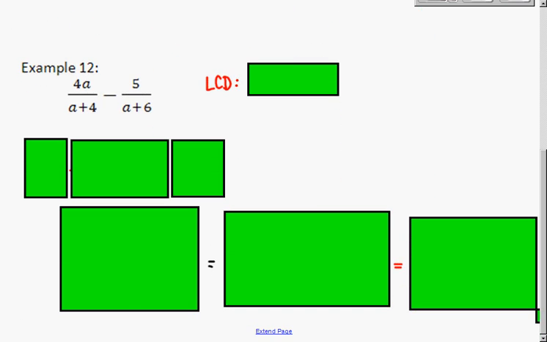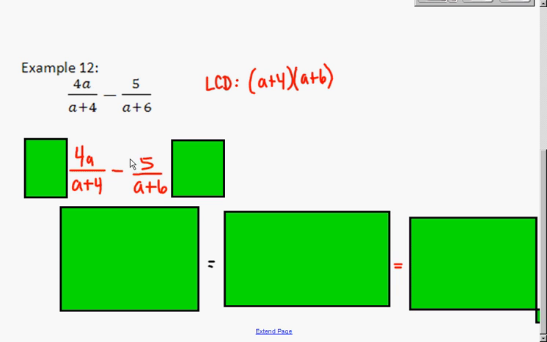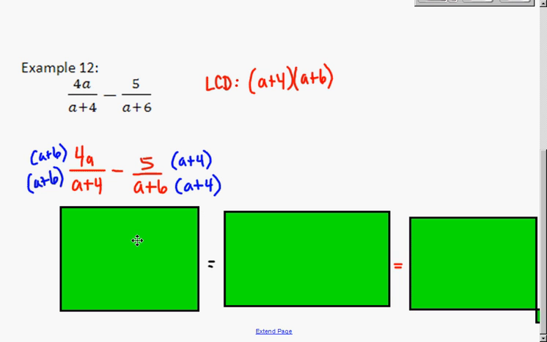Example 12, least common denominator, a plus 4 and a plus 6. We have the original fraction. This fraction here I need to multiply by a plus 6. And the fraction here I need to multiply by a plus 4.